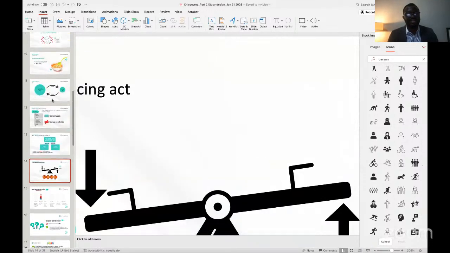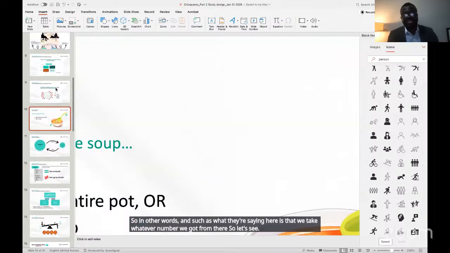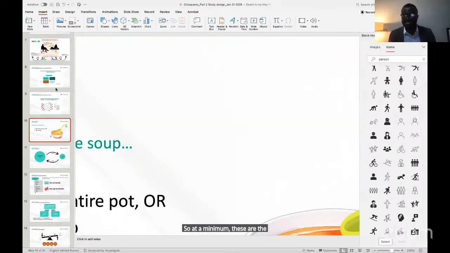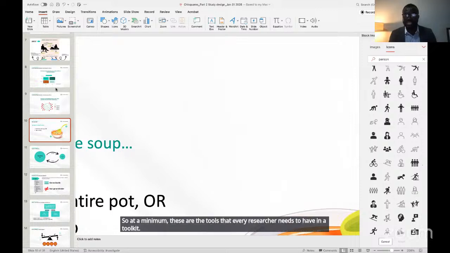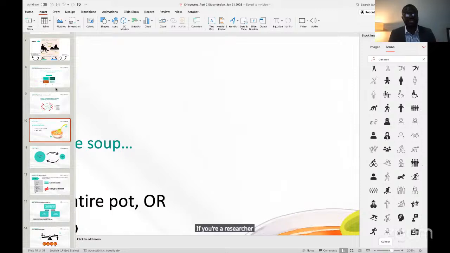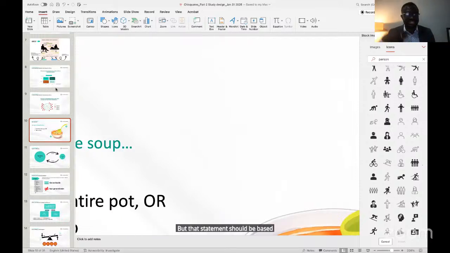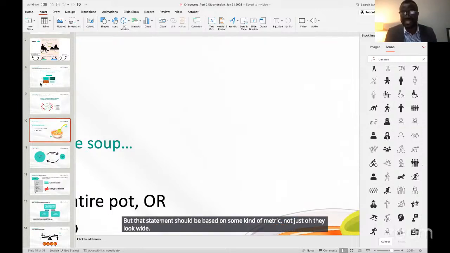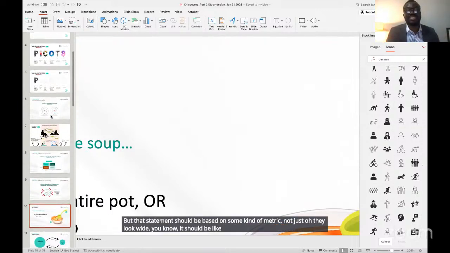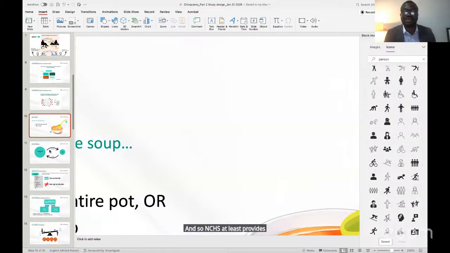So at a minimum, these are the tools that every researcher needs to have in their toolkit. If you're a researcher, you should be able to look at your estimate and say, oh, wow, these confidence intervals are too wide. But that statement should be based on some kind of metric, not just, oh, they look wide. It should be defensible. And so NCHS at least provides us a framework to think about them.